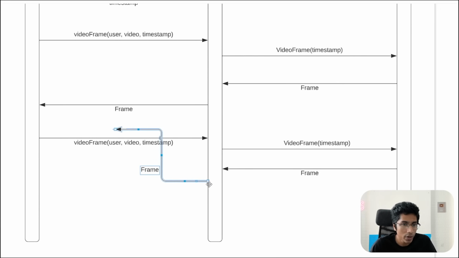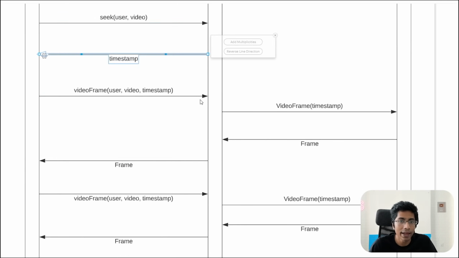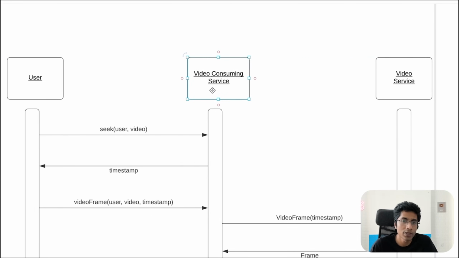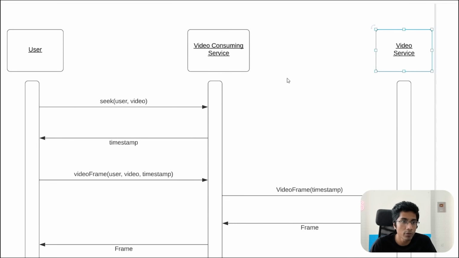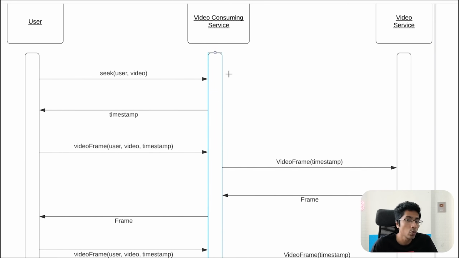Very similar to how a TCP connection works, actually. Initially, you have some sort of a handshake, right? You get some initial information, set up the connection, and then what's happening is you're constantly pinging. One of the drawbacks that I can see here in my diagram is that the video consuming service is an intermediary. There's so much communication happening between the video service and the user. This is just wasting time. I don't know if that is worth it.